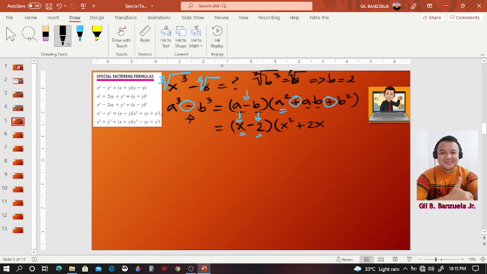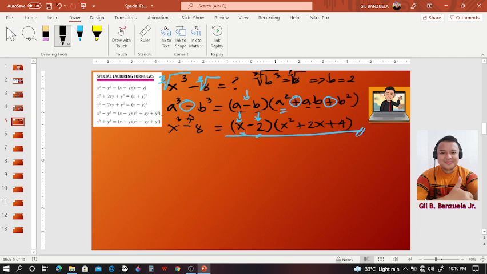Alright, so we always write the number first before the variable. We don't write x2. In algebra, we write first the numerical value before we write the literal value. Then plus the square of your b, and here your b is 2. So 2 squared is equal to 4. So therefore, our final answer is here, guys. x minus 2 multiplied by x squared plus 2x plus 4 will give you x cubed minus 8. Alright?